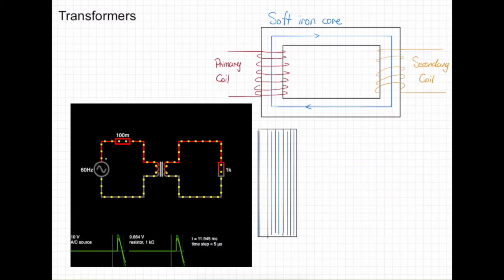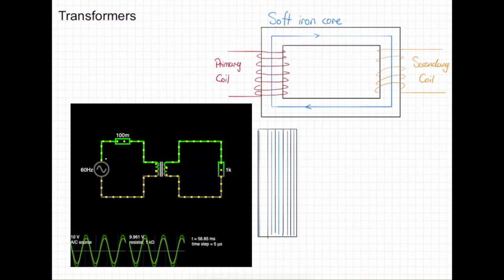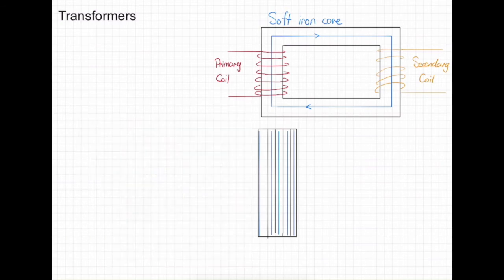This simulation shows a basic transformer setup. Even though they are not connected to each other, there is an induced current in the secondary circuit. So how are we able to determine what sort of electrical flow is produced from our transformer?